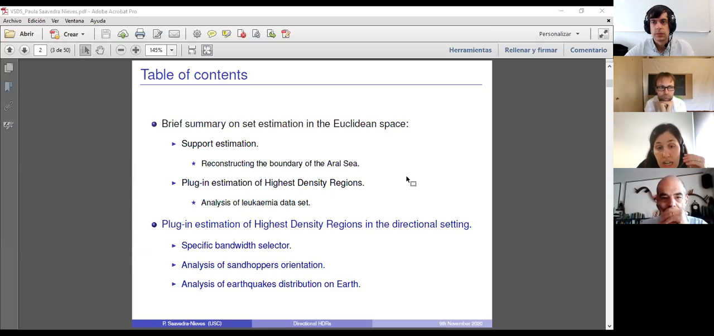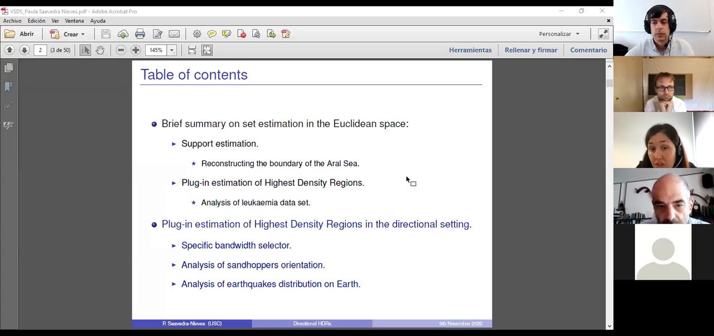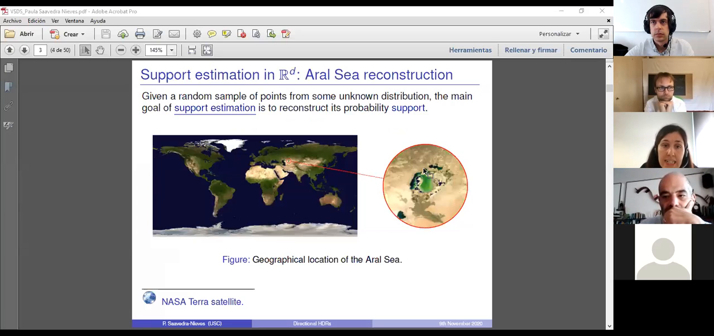Here, Rosa and I have proposed a new bandwidth selector for the kernel density estimator, because here the goal is not to reconstruct the density function. Here the goal is to reconstruct a set, a highest density region. And I will illustrate this problem with two real data sets. I will use the orientation of some hoppers on the circle, and I will use the distribution of earthquakes in the sphere.